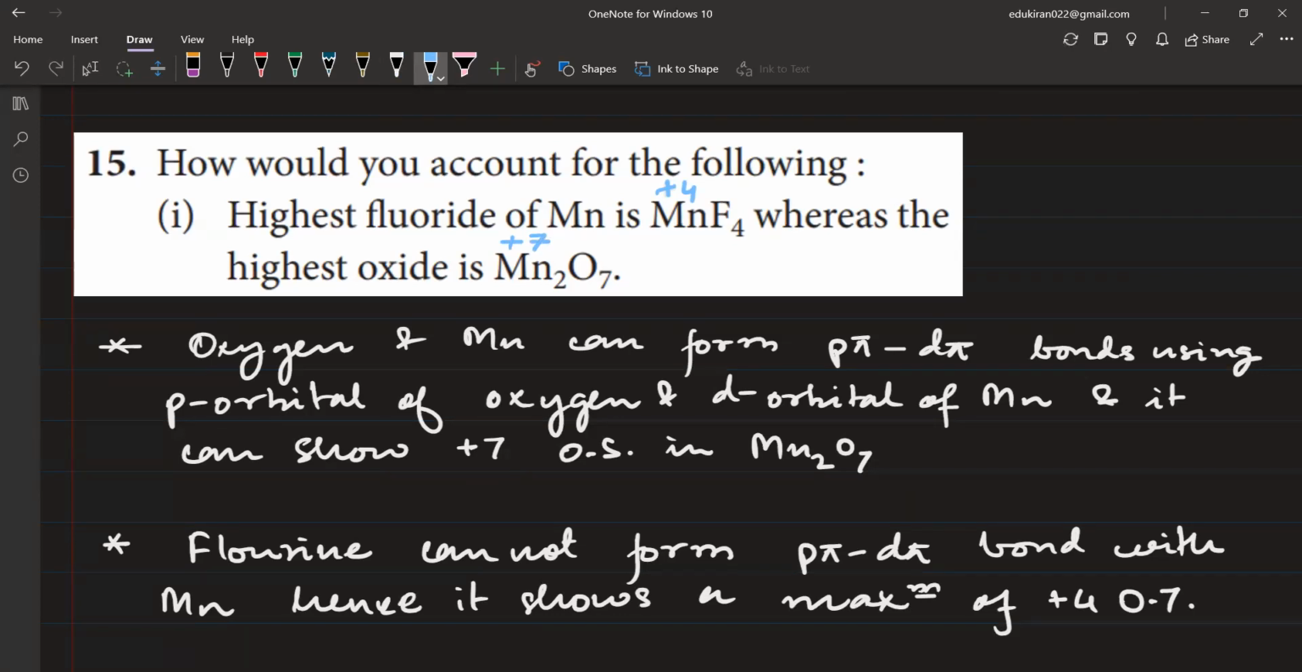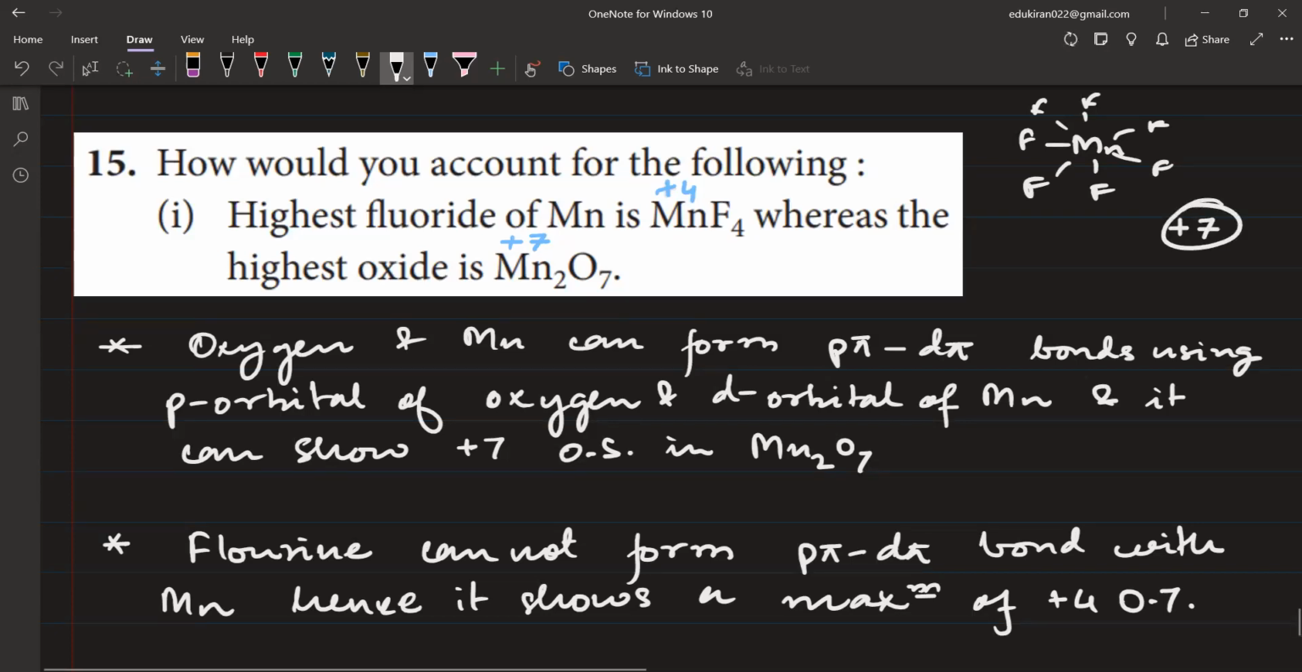Okay. So here they are asking that with oxygen it shows +7 and forms this compound, right? But why can it not do this with fluorine? So one thing is that if you want fluorine, then you should have what? 7 fluorine atoms. Okay. In one Mn, how many will you need? 7 fluorine atoms, then only Mn can show +7 oxidation state.